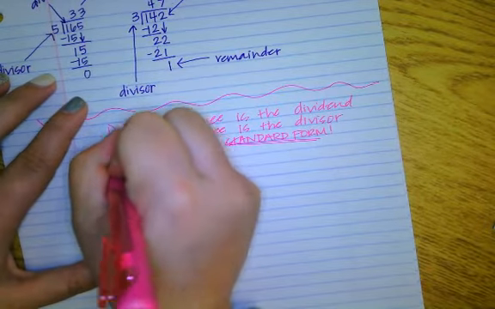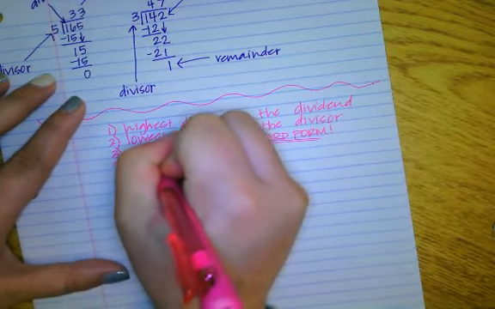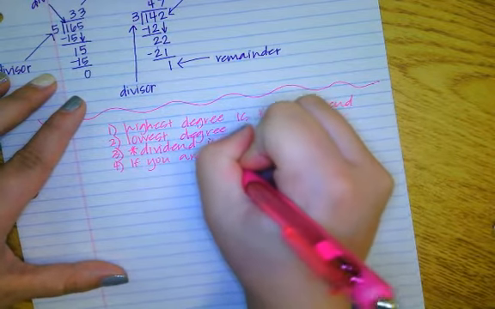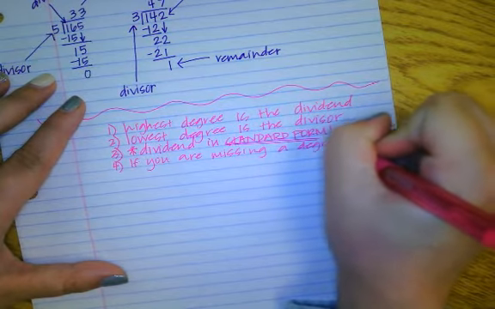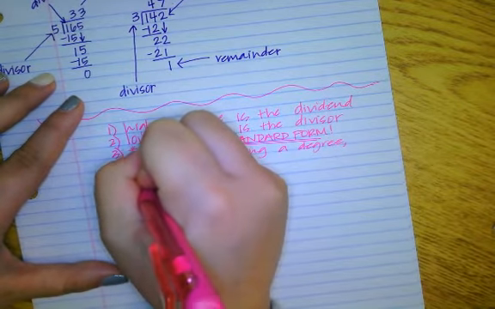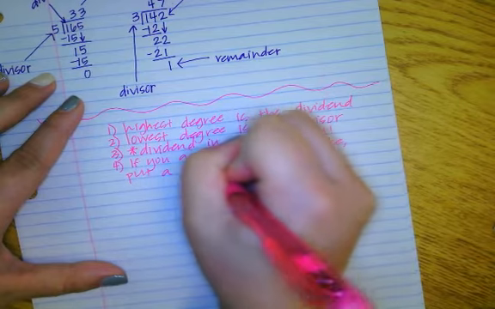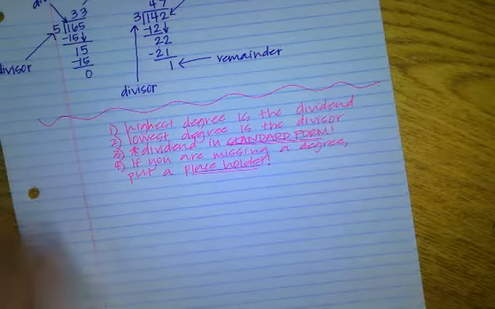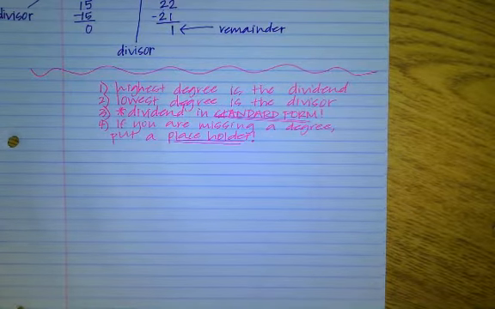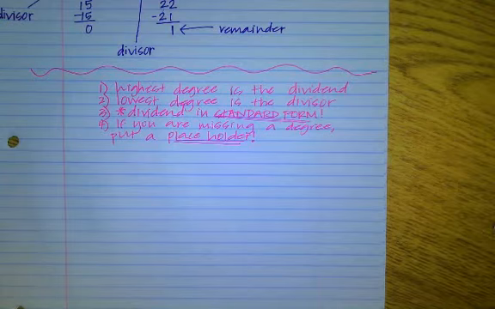And then the last thing, if you are missing a degree, put a placeholder. And you'll see what all this means in application in a second. If you're missing a degree, what I mean by that is if it goes x cubed plus x plus 3, what term are you missing? X squared. So you would say x cubed plus 0x squared plus x plus 3. You want to make sure that every degree is represented in your polynomial when you're doing long division.